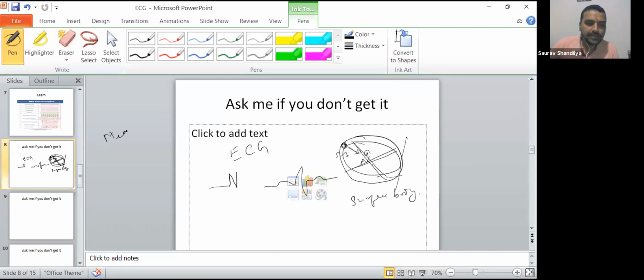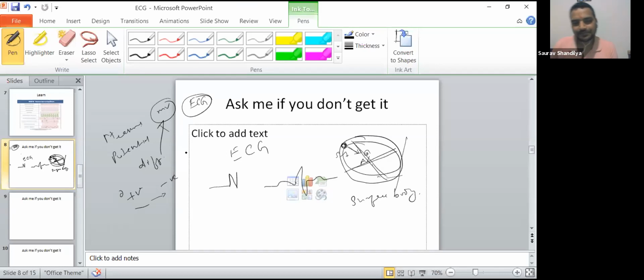So if you have a system which measures the potential difference between, say, positive and negative, if you are able to gauge the difference, that particular millivolt you can actually draw on the paper. That is what we call ECG. Nothing very different about it.